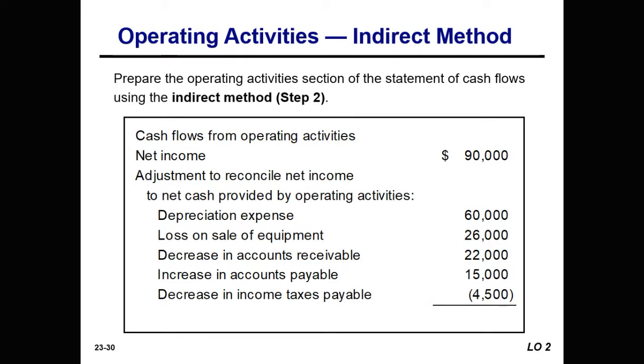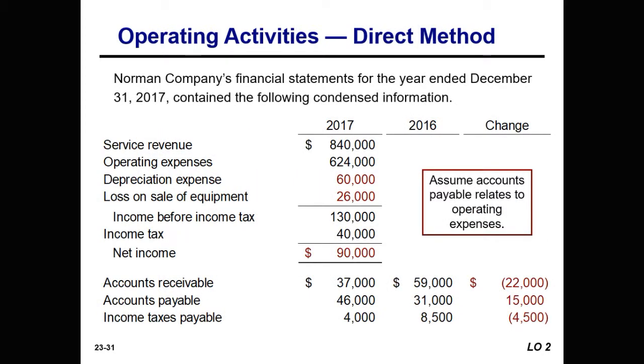And there was a decrease in the income taxes payable. So we will reduce that from our income tax expense from our net income in reconciling what actually happened in cash. Therefore, total cash that was provided by operating activities is $208,500.